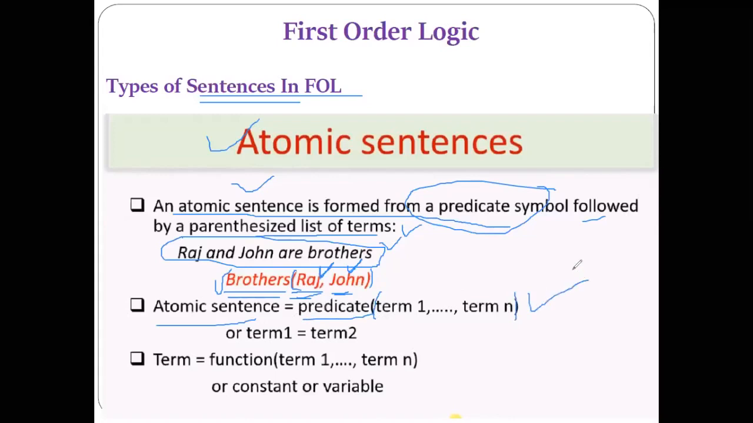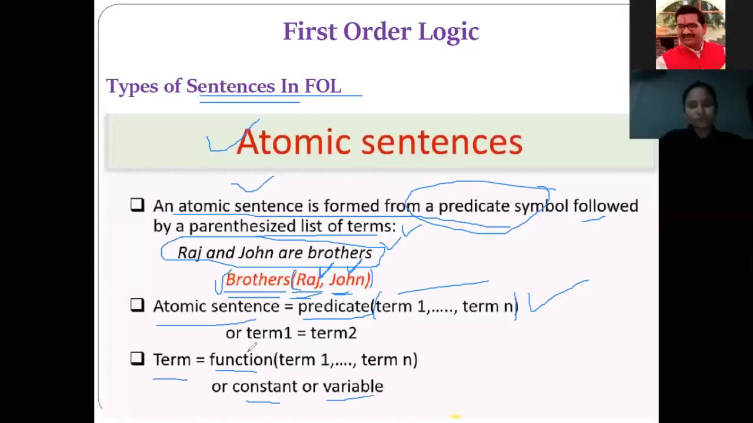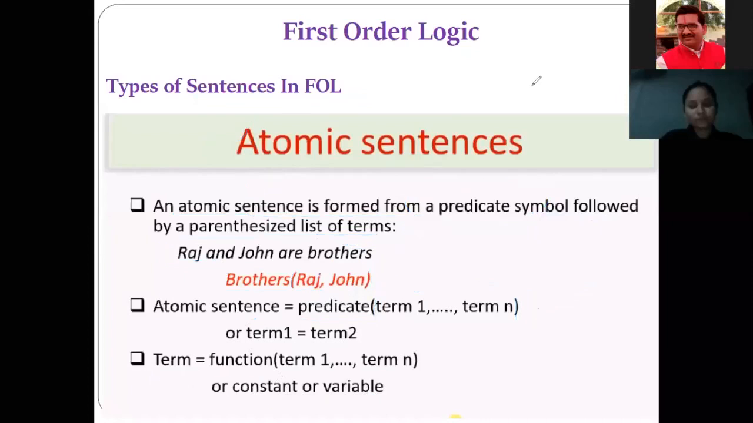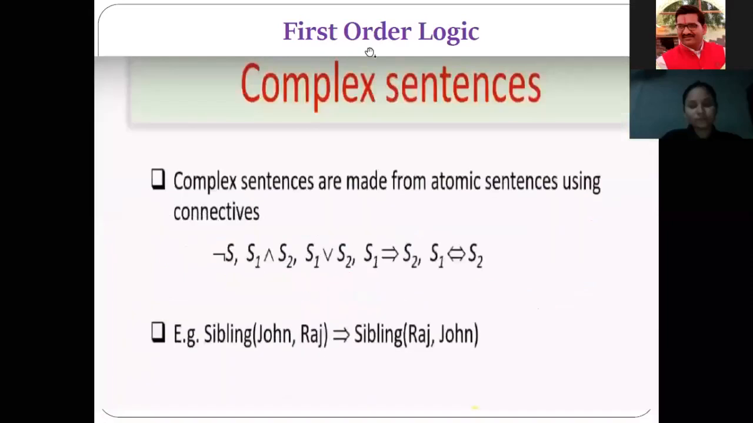Subject is like terms. You can consider the subject as a term here. Atomic sentence, then predicate. Yes, definitely the terms are considered as subjects. Now, what are terms? I have also written here: terms can be considered as a function, like constants, variables, everything comes under the category of terms. Okay. Now, let's see another kind of sentence in FOL, that is the complex sentence.